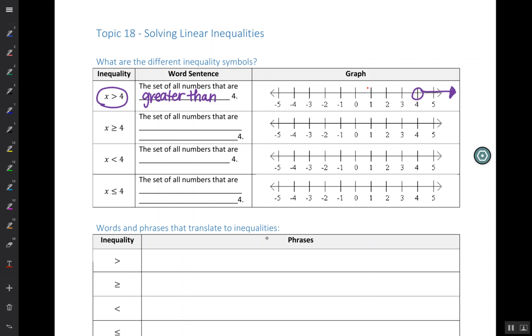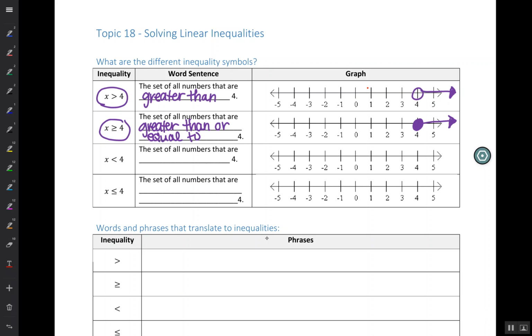Okay. The symbol here is telling us that we want the set of all numbers that are greater than or equal to 4. So that means 4 is now allowed, and so we're going to make a nice solid dot, but we're still going to go to the right.